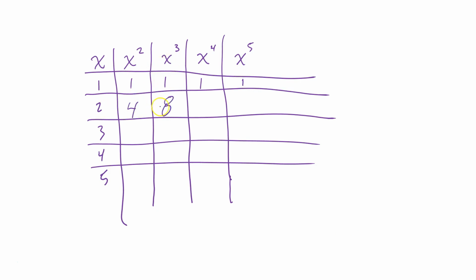So that means 2 to the third is 8. Times another 2 is 16. So 2 to the fourth is 16. And times another 2 is 32. Okay, 3 times 3 is 9. Times another 3 is 27. Times another 3 is 81. Times another 3 is 243. Okay, and in fact, that's the number we were just looking for. But we'll finish this up here.